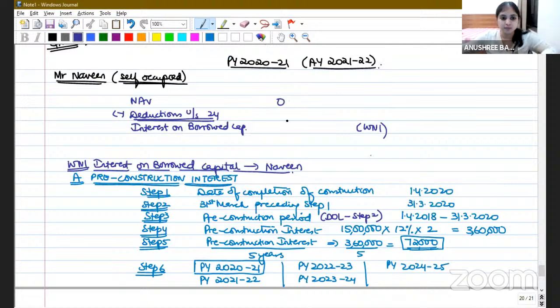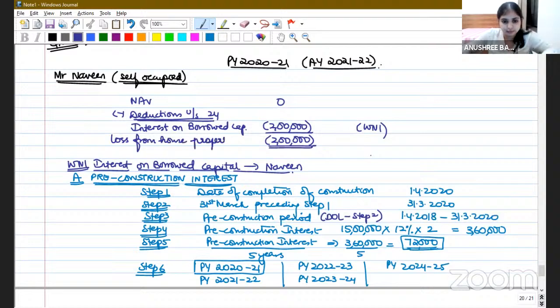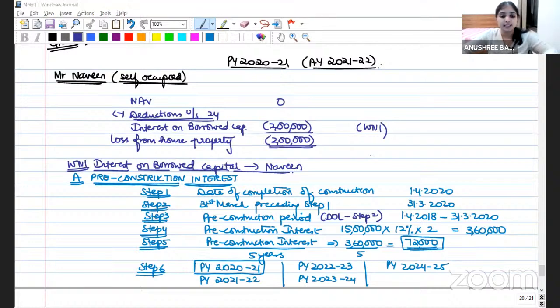So come back to your main answer. Interest on borrowed capital, 2 lakh is what you will subtract. So what is the net number now? We'll have a loss from house property for Mr. Naveen, and that is 2 lakh. So with this, the solution for Mr. Naveen is over.